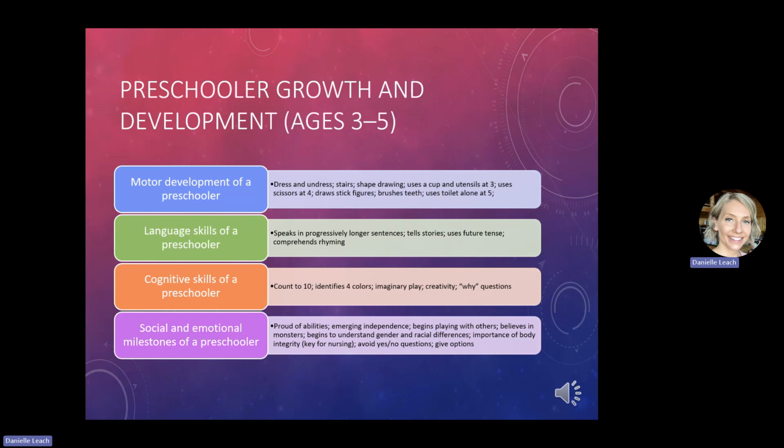Language skills, they start to speak in progressively longer and longer sentences. They may start to tell stories and use the future sense. They can also comprehend rhyming, which we all know goes along with nursery rhymes.